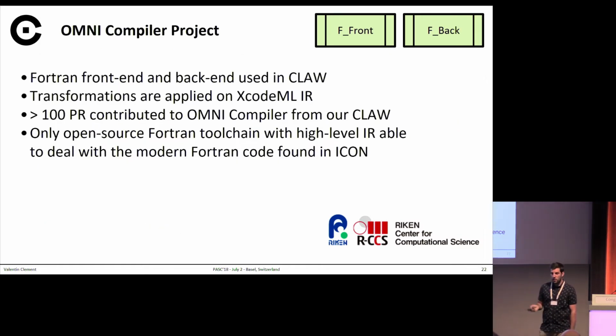So in our project, we are using the Fortran front-end and back-end, and we apply transformation on the Xcode.ml intermediate representation. But of course, we contribute a lot to this project. We have issued over 100 pull requests so far to the OMNI compiler, and we are talking almost every day with them to improve this project. And to our knowledge, it's the only open source Fortran toolchain with high-level intermediate representation that is able to deal with modern Fortran code like it's found in the global ICON model.